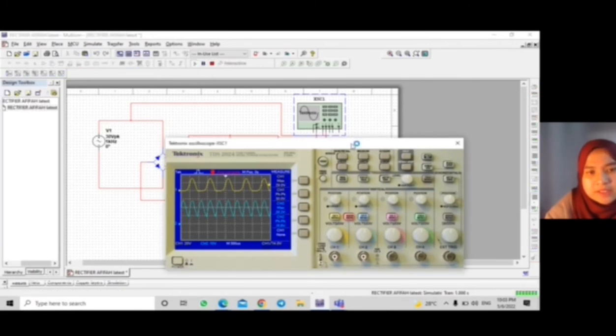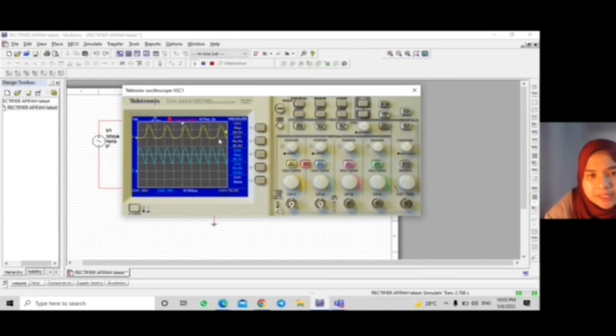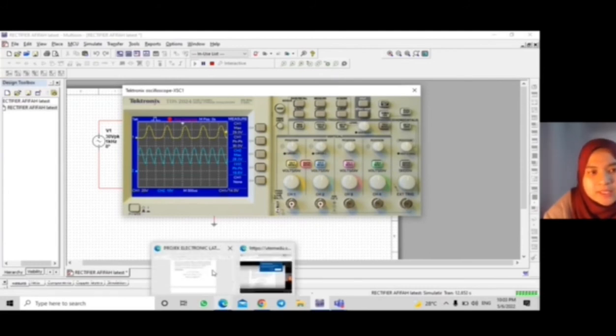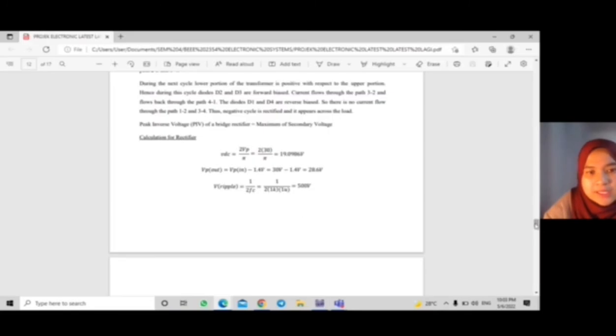Okay, the measurement that we get, the result that we get for Vp in is equal to 30 volt, and for V out is equal to 28.2 volt. So this is quite the same as the manual calculation that we get, which is 28.6 volt.